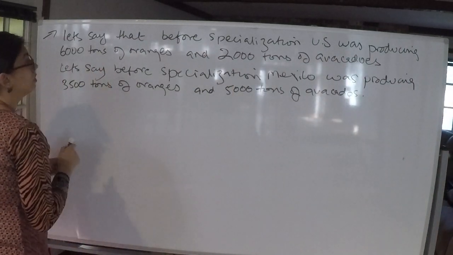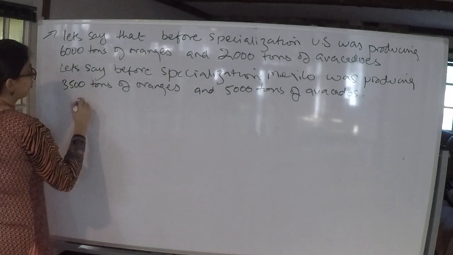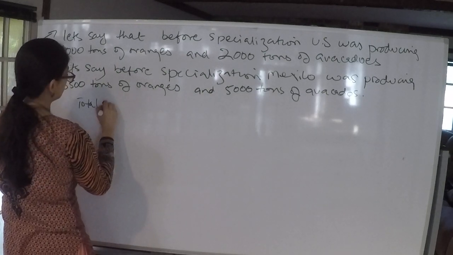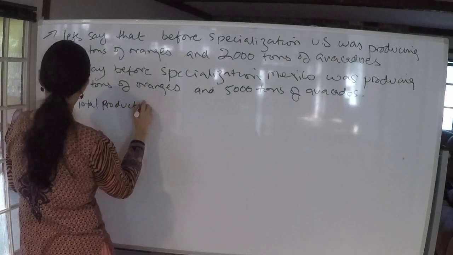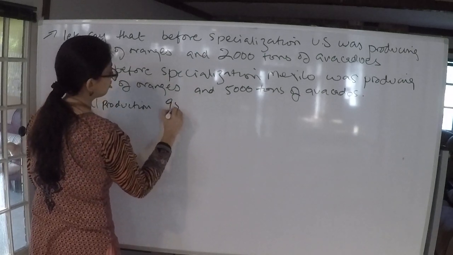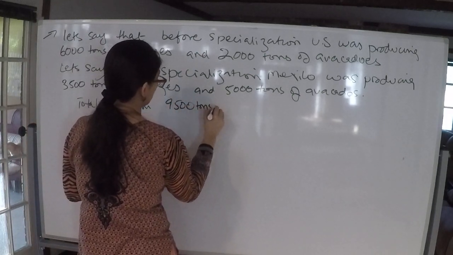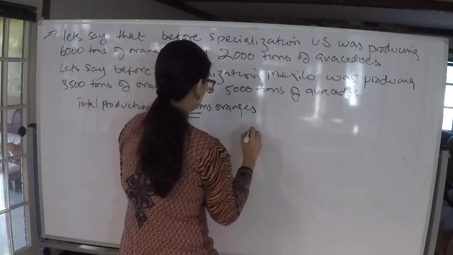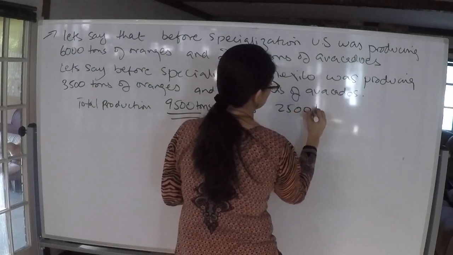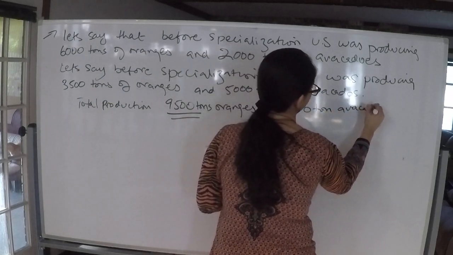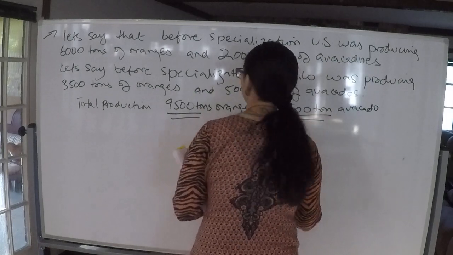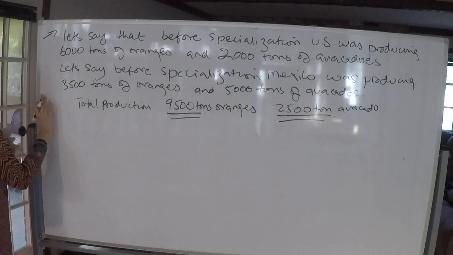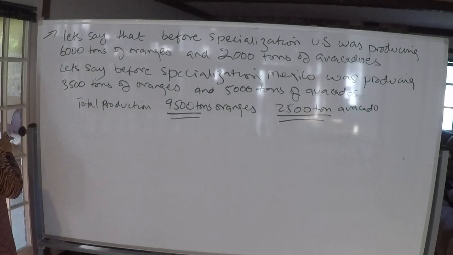So right now, the total oranges we have before specialization, total production, 9,500 tons of oranges for both Mexico and US, and 2,500 tons of avocado for both Mexico and US. So that's the total production for both nations before specialization.